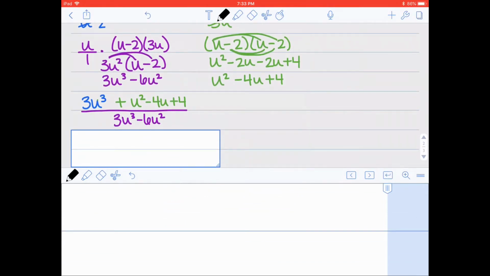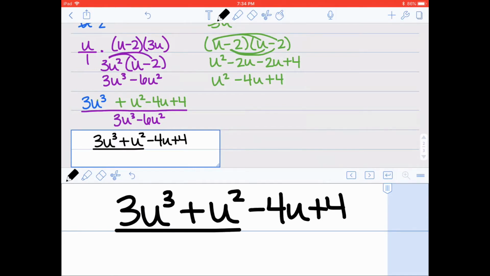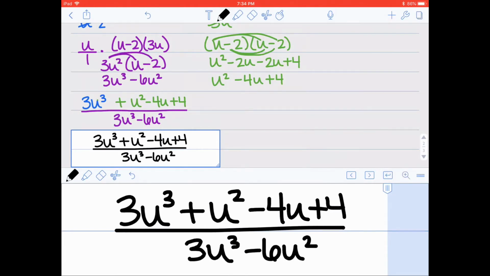I've got 3u to the third plus... Wait, that's it. Oh. Yeah, there's not really anything I can do. So I'm just going to write it in black, I guess. I guess that it was different colors was messing with my brain. So 3u to the third plus u squared minus 4u plus 4, all divided by 3u to the third minus 6u squared. And we can go ahead and leave it just like that. So that is the simplified version.